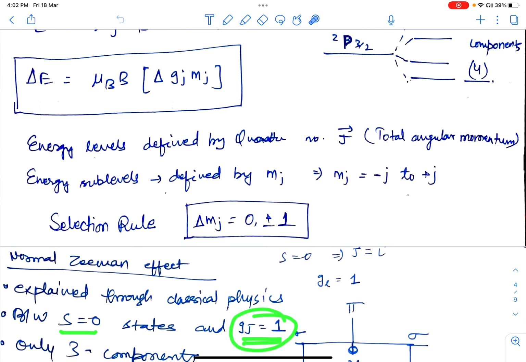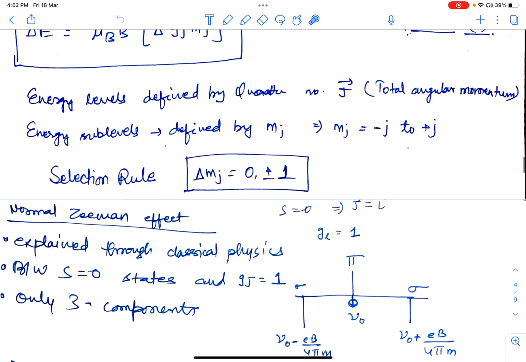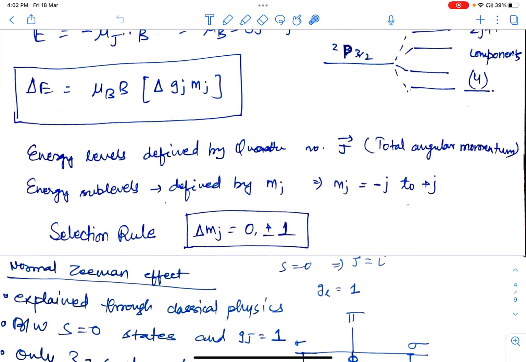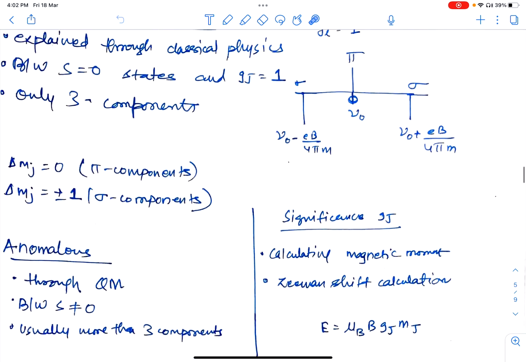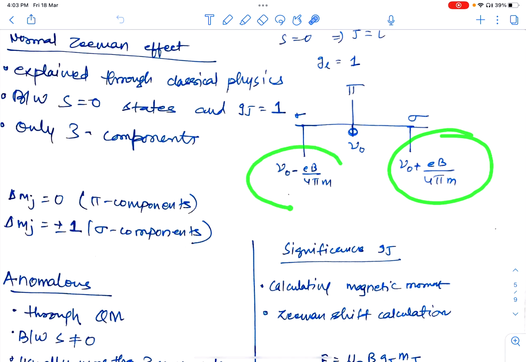You can also see that Gj is equal to 1, because this will be 0, and this quantity will be 0. So Gj is becoming Gl, and we know that Gl is equal to 1. So it has only three components. You have to remember this value. We can also see how it has come.